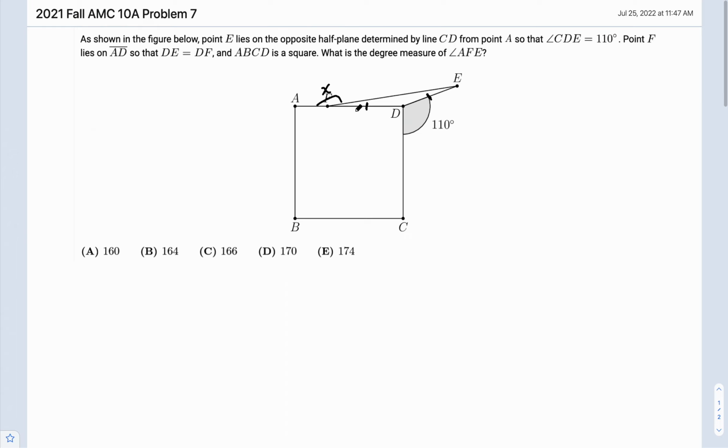So right here, we know that ABCD is a square. This means that all interior angles must be 90, and they sum up to 360. So if this is 90 right here, then this must be 270. So next we find this angle, because we know that these two angles will be congruent, by doing 270 minus 110. And again, we got 270 because this is a square.